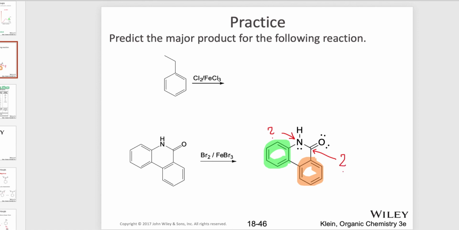I see here the carbon directly connected to benzene is connected to an oxygen in a multiple bond. Ding, ding, ding, ding. That's an electron withdrawing group, which means that this orange ring is deactivated, and that your substitution is going to be preferred on the activated ring, which is the green ring.